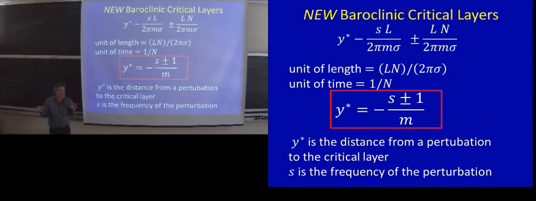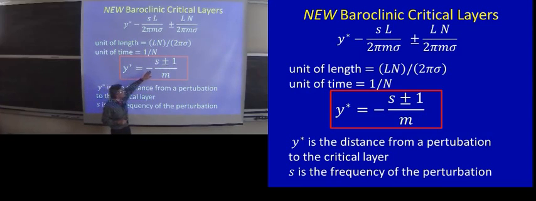And just to make it much easier to interpret what I'm about to show you, I choose a unit of length based on that streamwise length L modified by those sigmas and n's, and the unit of time will be 1 over the Brunt-Väisälä frequency. In those dimensionless units, the location of my critical layer is simply equal to the temporal frequency plus or minus 1, divided by the integer m.